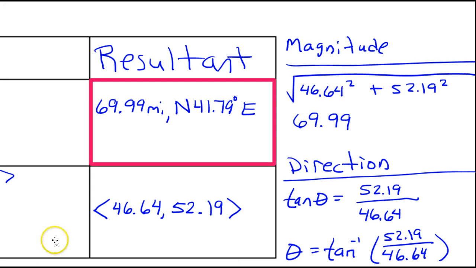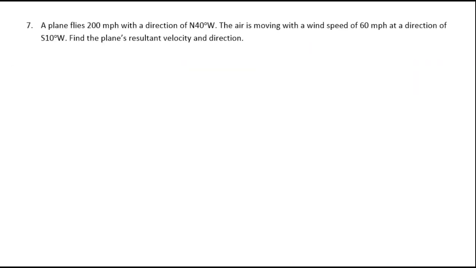Let's go ahead and do one more problem. Alright, this problem is very similar to the problems that we've already done. So I encourage you to pause the video and try to do this problem by yourself first. A plane flies 200 miles per hour with a direction of north 40 degrees west. The air is moving with a wind speed of 60 miles per hour at a direction of south 10 degrees west. Find the plane's resultant velocity and direction.